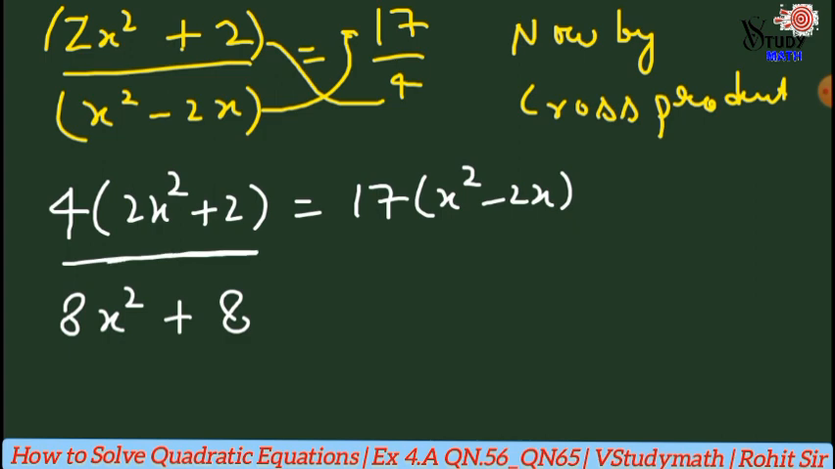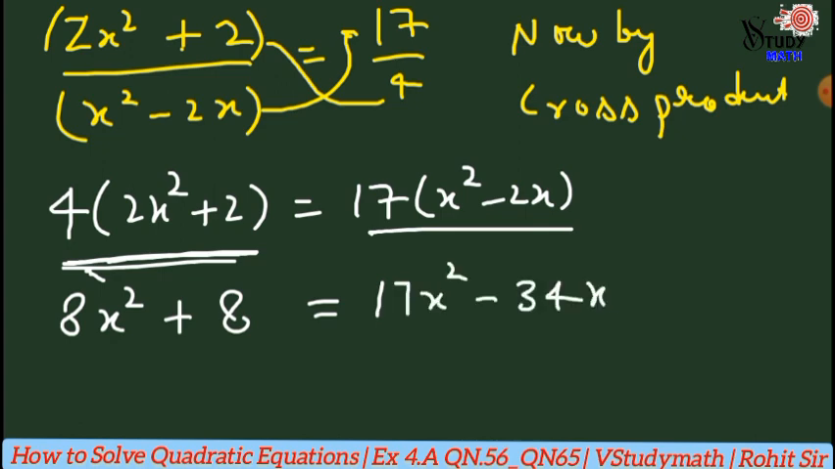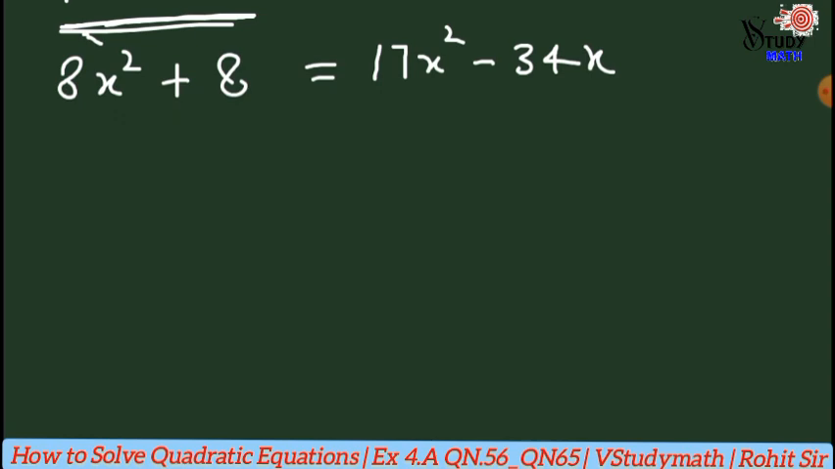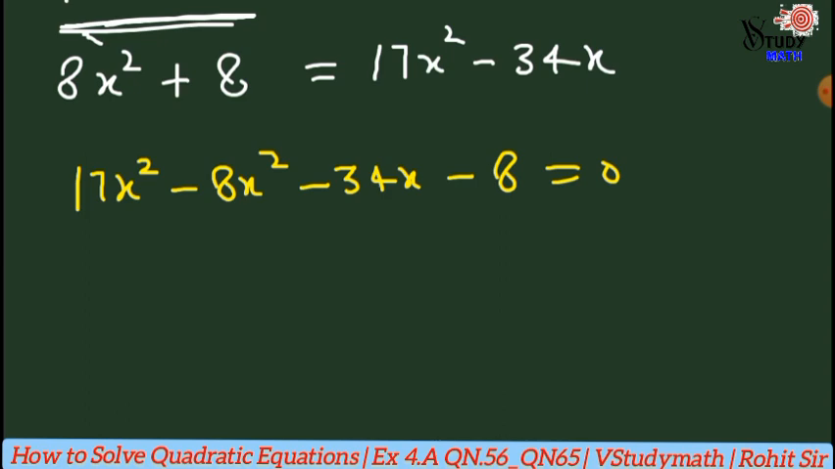So now we solve this. After solving this, we have 8x square plus 8. Now solve this. We have 17x square minus 34x. Now solve further. 8x square plus 8 minus 17x square plus 34x is equal to 0. So we have 9x square minus 34x minus 8 is equal to 0.